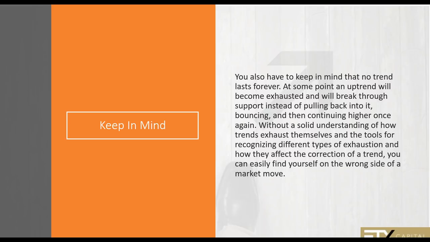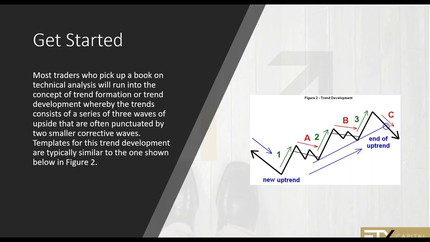Without a solid understanding of how trends exhaust themselves, the tools for recognizing different types of exhaustion, and how they affect the correction of a trend, you will easily find yourself on the wrong side of a market move. Now, to me, price action is the first key. And after price action, I am then looking at volume. Volume will help define a trend, because as you see the trend making higher highs and then falling into lower highs and then higher highs, you should see volume replicating this. You should see the traders following along and continuing to push this trend.